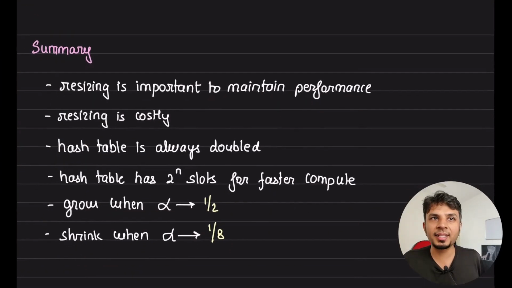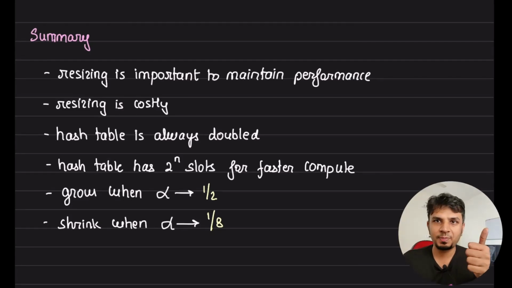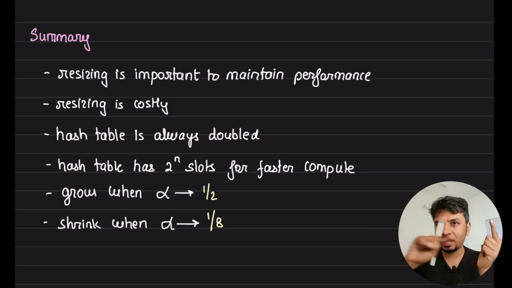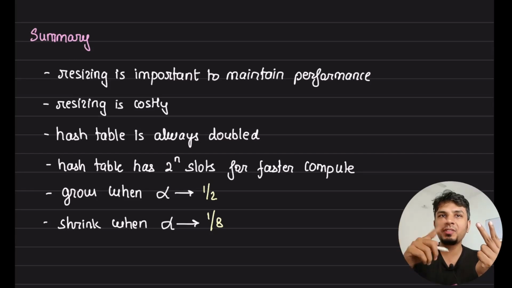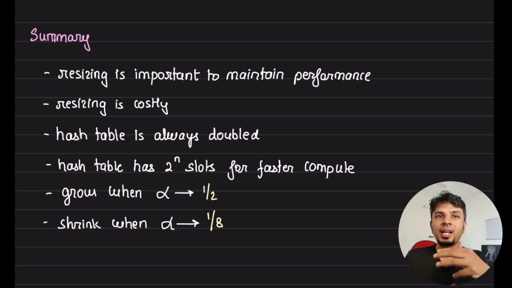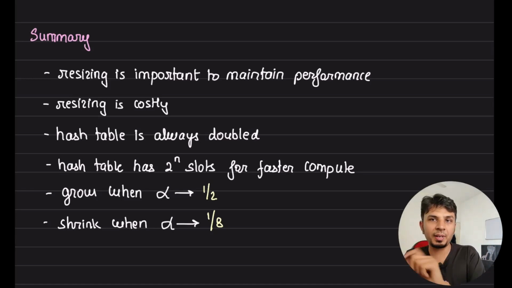So just to summarize, this has been a long video, but resizing is important to maintain performance. Point number 1. Point number 2, resizing is super costly. Right? We saw how we allocate and move keys and whatnot. Third, hash table is always doubled when we want to grow, in order to maintain consistent, order n performance when we are always doubling. Fourth, hash table always has 2 raised to n slots for faster compute because mod can be replaced by bitwise AND. Fifth, you grow the hash table when your load factor hits 0.5, like 1 by 2, right?